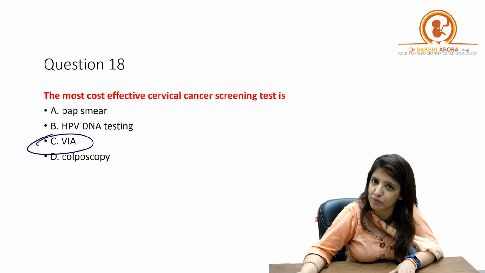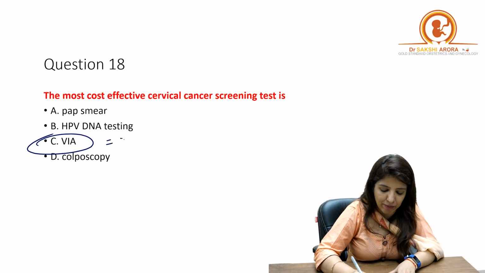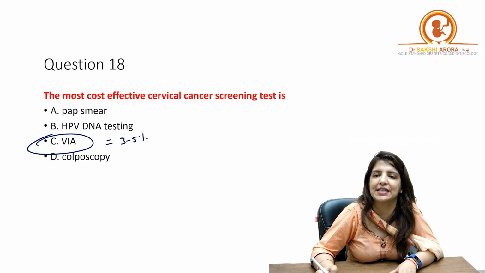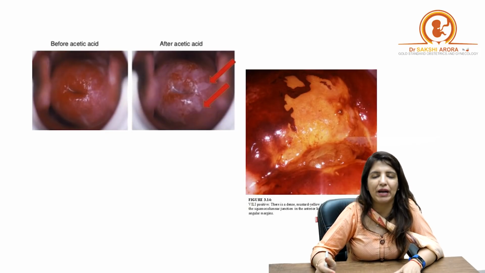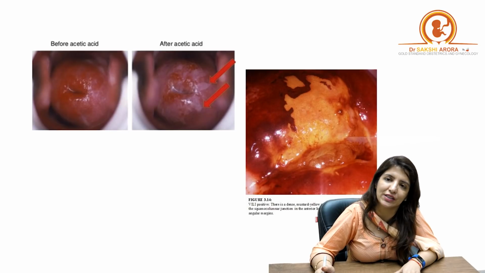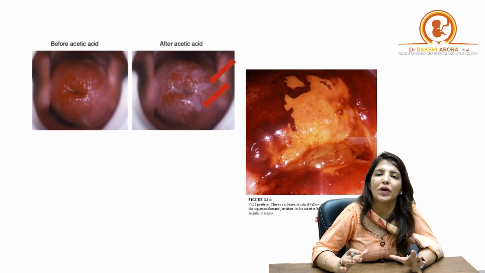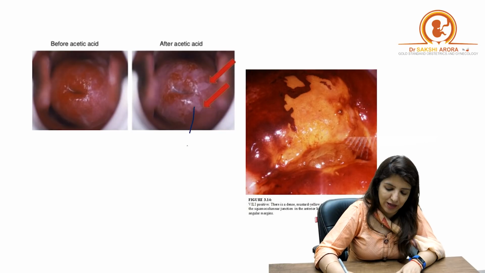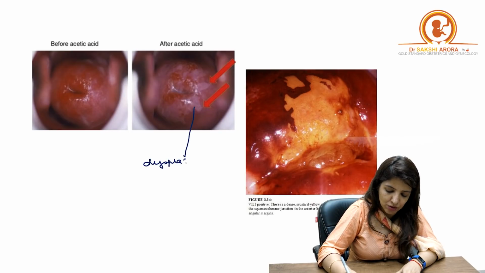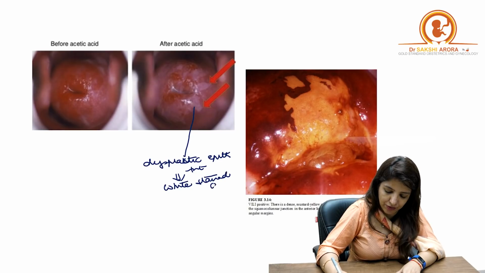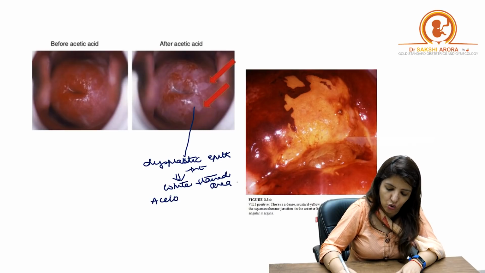We go for visual inspection with acetic acid, which is done by applying 3 to 5% acetic acid on the cervix. When you apply 3 to 5% acetic acid on the cervix, the areas where dysplasia is present will appear as white. Wherever dysplastic epithelium is present, it appears as a white stained area, right? And these are called aceto-white areas. So, you have to take biopsy from these areas, right?